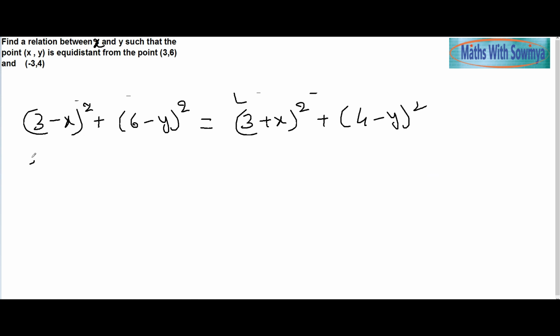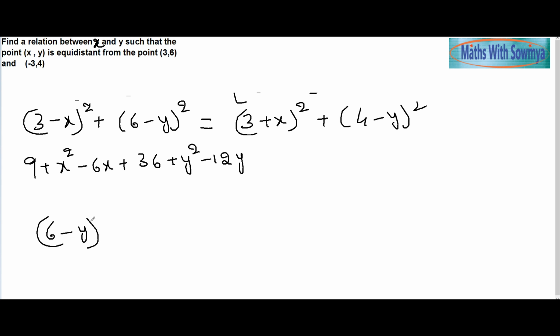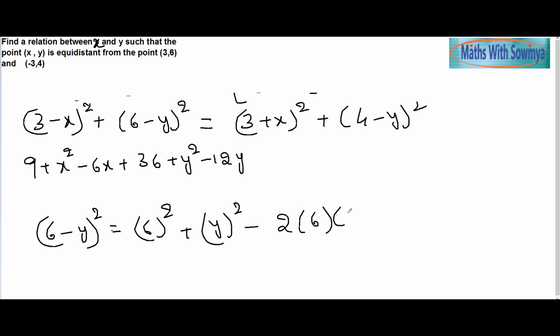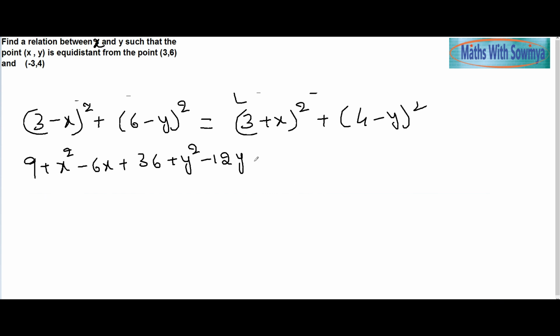Now this is 3 minus x: 3 square is 9, plus x square, minus 2ab, so minus 6x, plus 6 square, which gives 36, plus y square minus 12y. If you have confusion, you can do it like this also: (a minus b) whole square is 6 square plus y square minus 2 into a into b. This will give you the same answer. Now (3 plus x) whole square is 9 plus x square plus 6x, and this is 16 plus y square minus 8y.